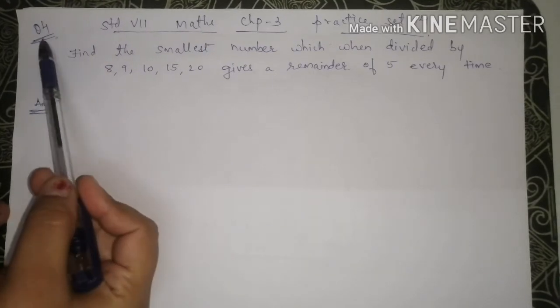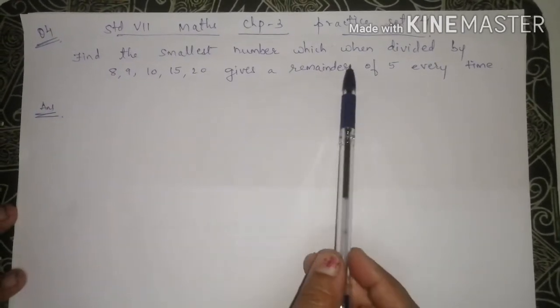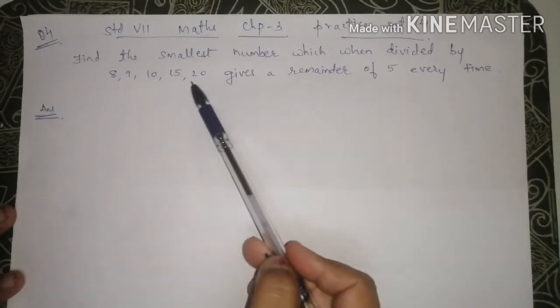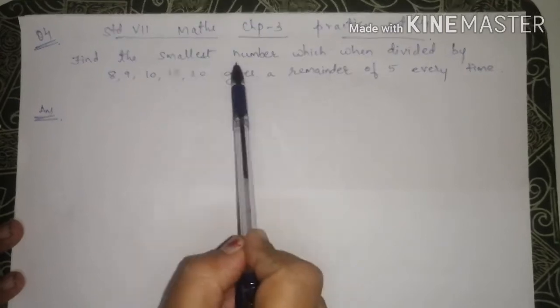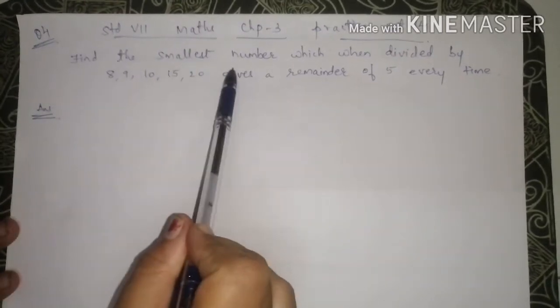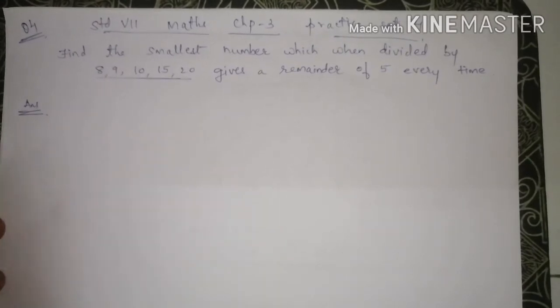Now today, let's start with question number 4 of practice set 14. Find the smallest number which when divided by all these numbers gives a remainder of 5 every time. Smallest number means LCM, smallest means least. So here we'll first find the LCM of these numbers.